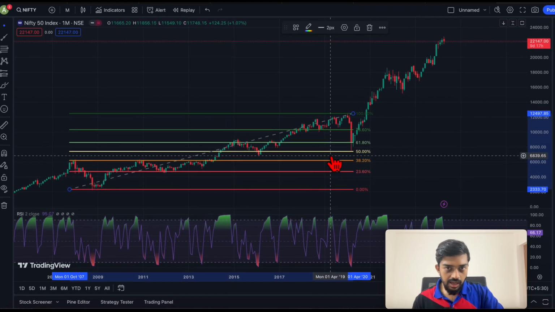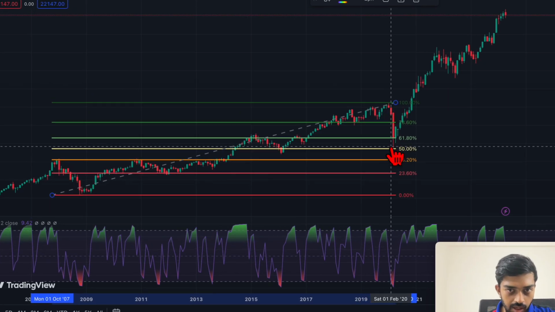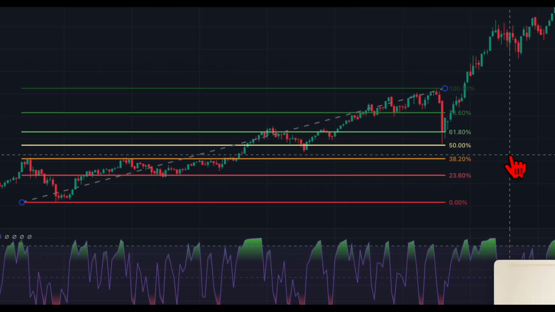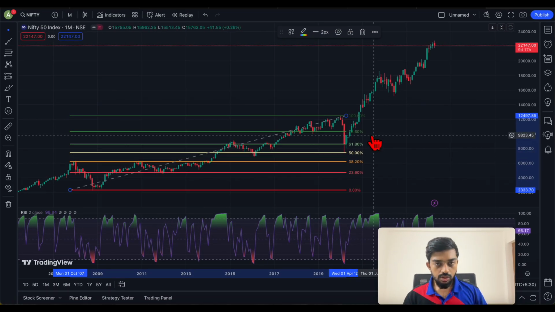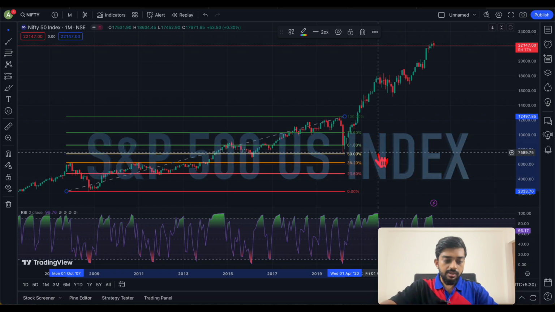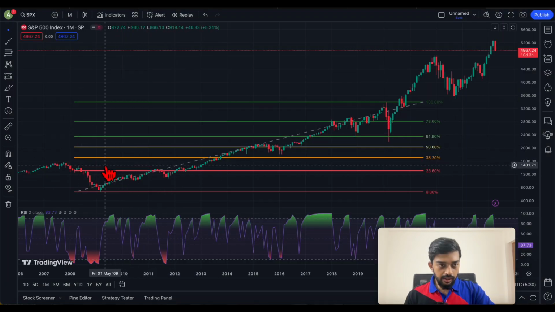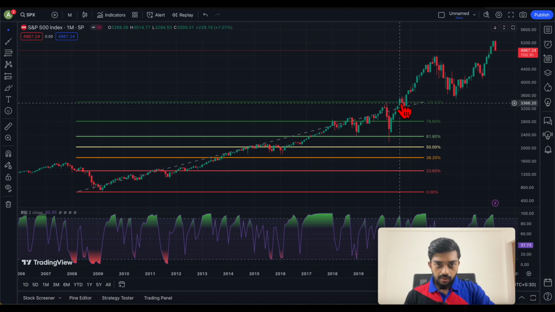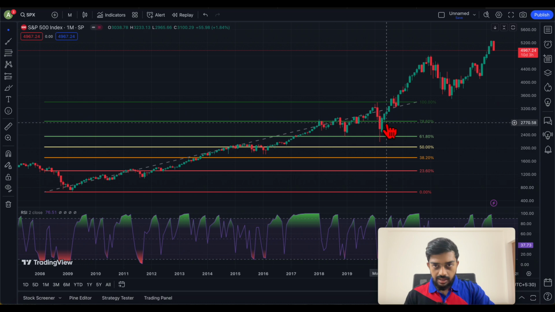What we can see here is that Nifty has remarkably closed at the 50% of the retracement value. So this is a very powerful tool if it is used in a correct way. We can also verify this for S&P 500. In a similar way, when we connect the bottom portion of the downtrend and the top portion of the uptrend, we can find the retracement value where the S&P 500 has retraced to 61.8% before continuing its uptrend.